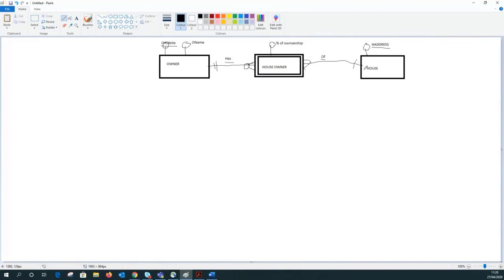Same applies here. If you have a house, you must have at least one owner, right? We can't have houses without owners. So a house must have one or many owners. But if you have one ownership, that ownership must be allocated to one owner. So that is how the cardinality constraint comes into that side.